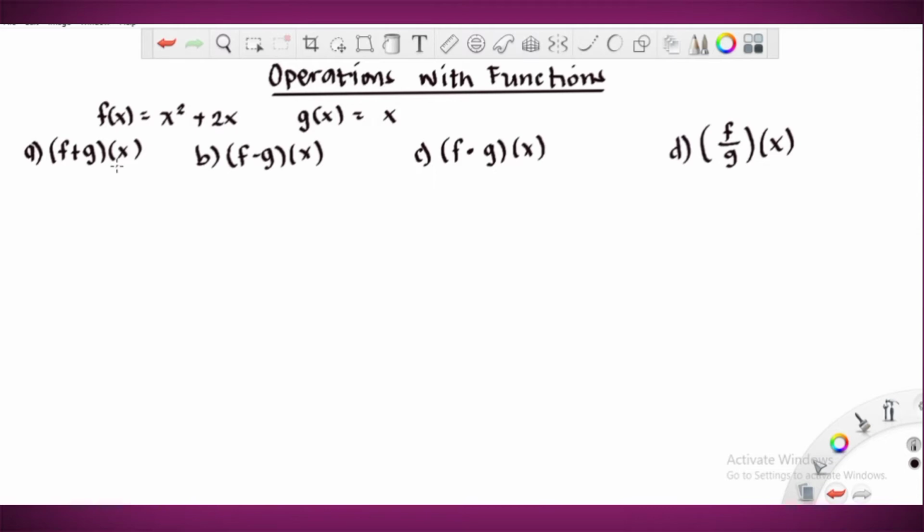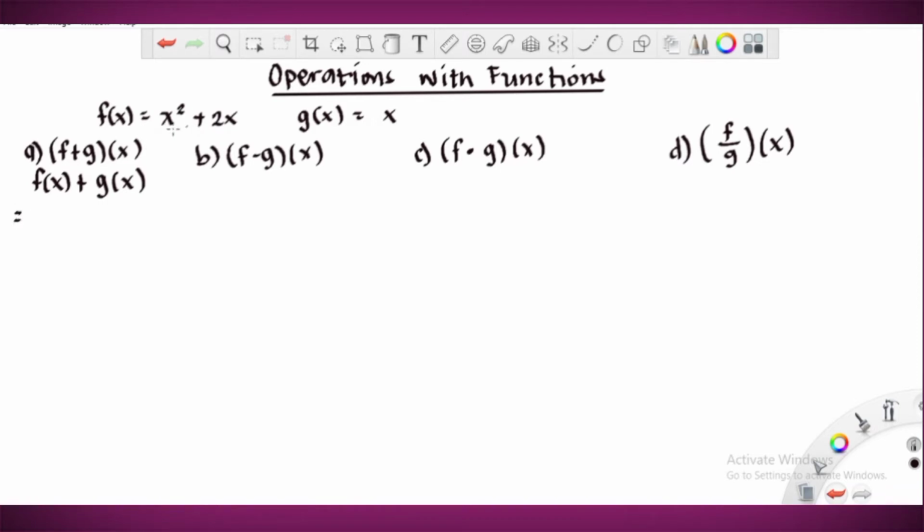So f plus g of x, it means na kailangan natin hanapin ang sum ng dalawang functions. So this is also the same with, so if we're going to distribute x to f and g, this can also be written as f of x plus g of x. So it means ang f of x, which is this, ito ang value niya, i-add natin sa g of x, which is x. So let's do that.